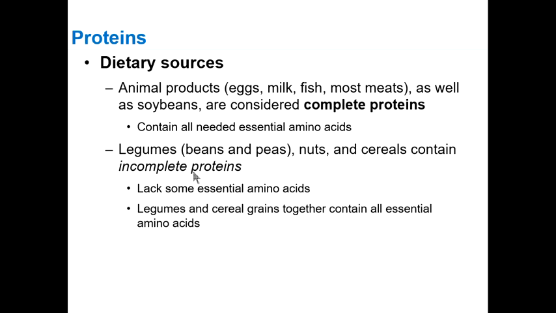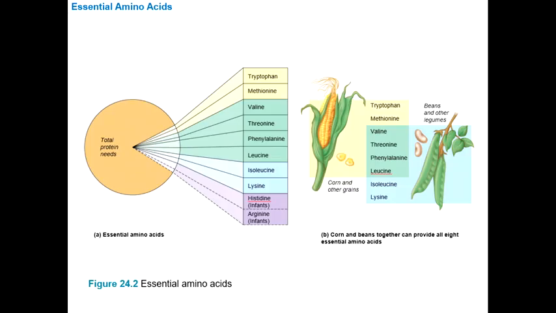We have incomplete proteins, so legumes, which are beans and peas, nuts, and cereals. Cereals contain incomplete proteins, which means they contain amino acids, which are important, but they're going to lack some of the essential amino acids. So legumes will lack some essential amino acids, so will cereal grains, but if they're taken together, which they should be, especially if you're vegetarian, they'll contain all the essential amino acids if you combine them together. And we can see that on the next slide here.